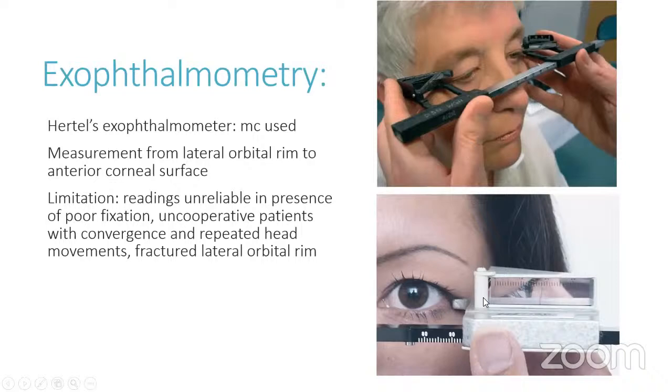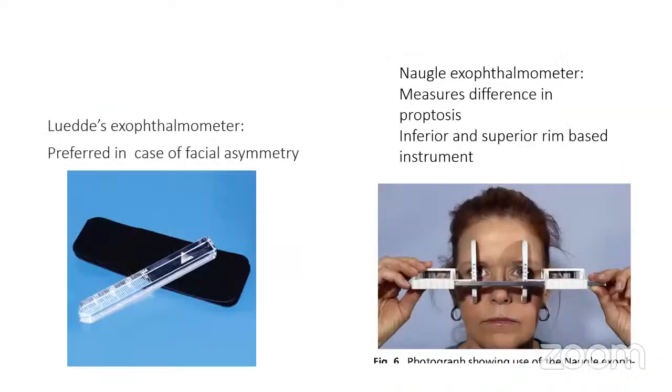It is aligned properly, with a 45-degree base present, and we can see the eye clearly. We have to align it according to the red line which is present, and the amount of proptosis is noted down. The limitation is that the readings are unreliable in the presence of poor fixation in uncooperative patients, with convergence and repeated head movements. A fractured lateral orbital rim is also a limitation for use of Hertel's exophthalmometer.